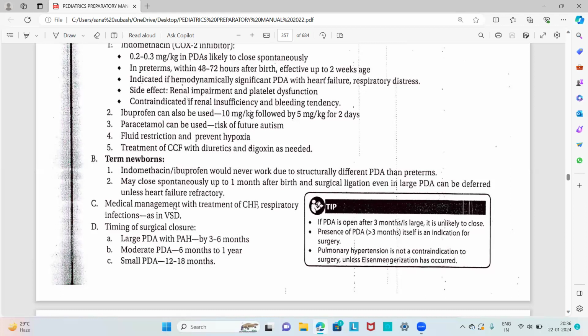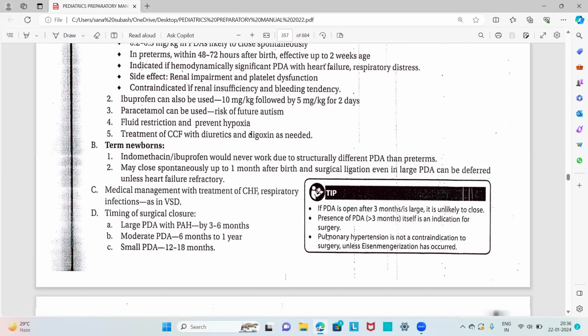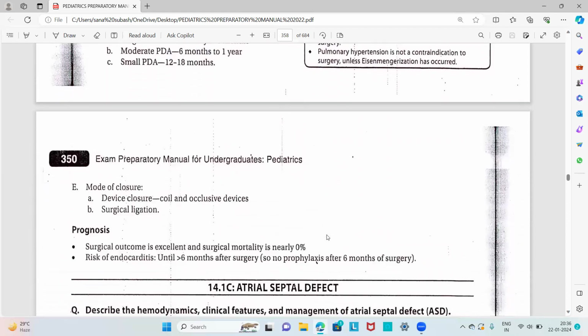Medical management is the treatment of CHF and respiratory infection, as in VSD. Regarding timing of surgical closure, a large PDA with pulmonary arterial hypertension should be closed surgically by 3 to 6 months. A moderate PDA should be closed at 6 months to 1 year, and a small PDA at 12 to 18 months. The mode of closure is by device closure using coil or occlusive devices, or by surgical ligation. These are the modes of closure in patent ductus arteriosus.